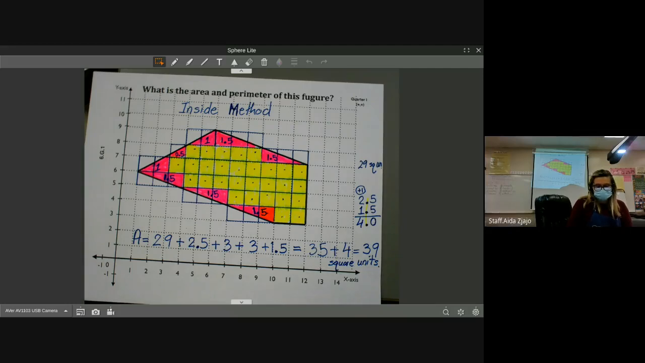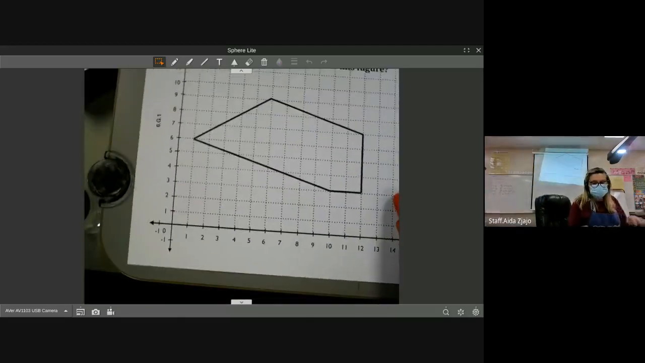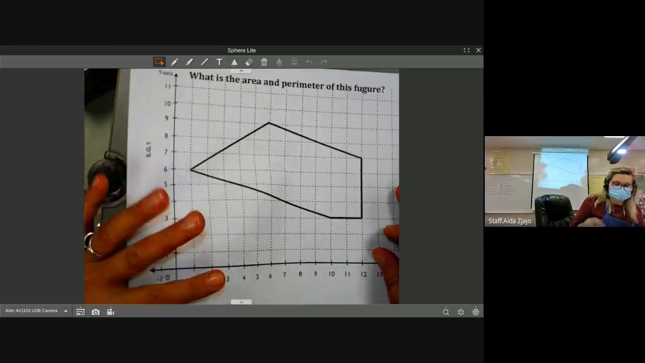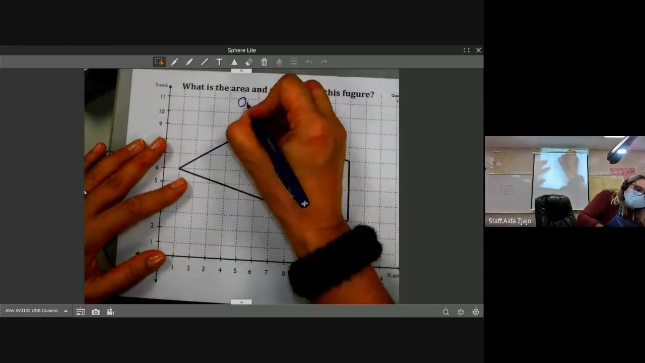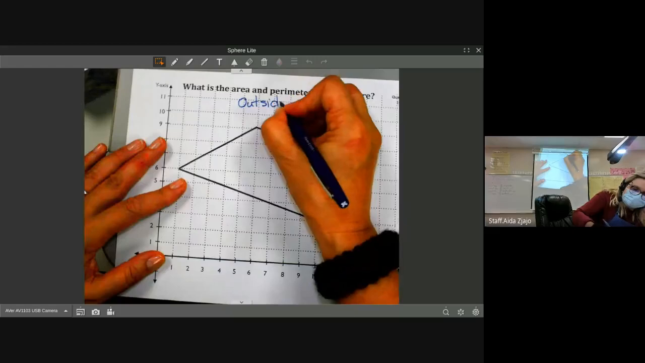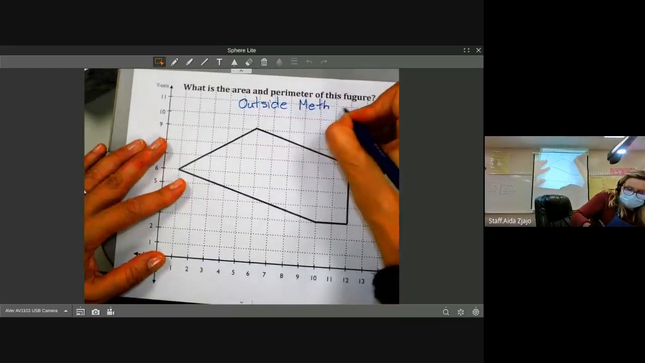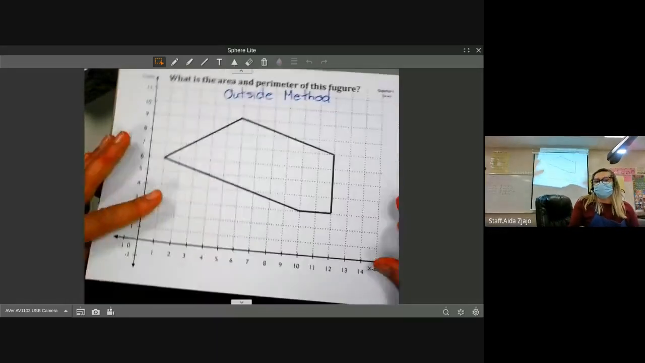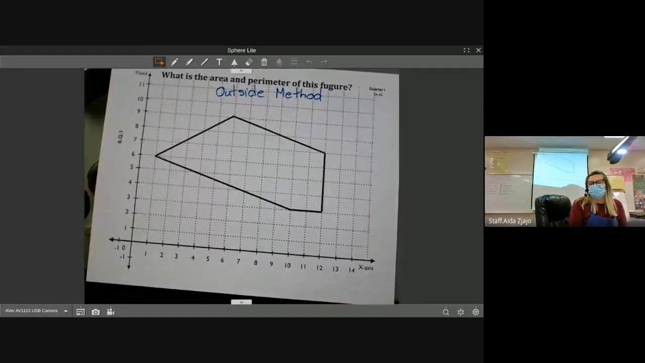Okay, so now we're going to do the outside method. You can flip your paper, and then you can write outside method. If I use outside method to find area, what do you think? Shall I get the same number or a different one? The same. Okay, I just wanted to trick you.